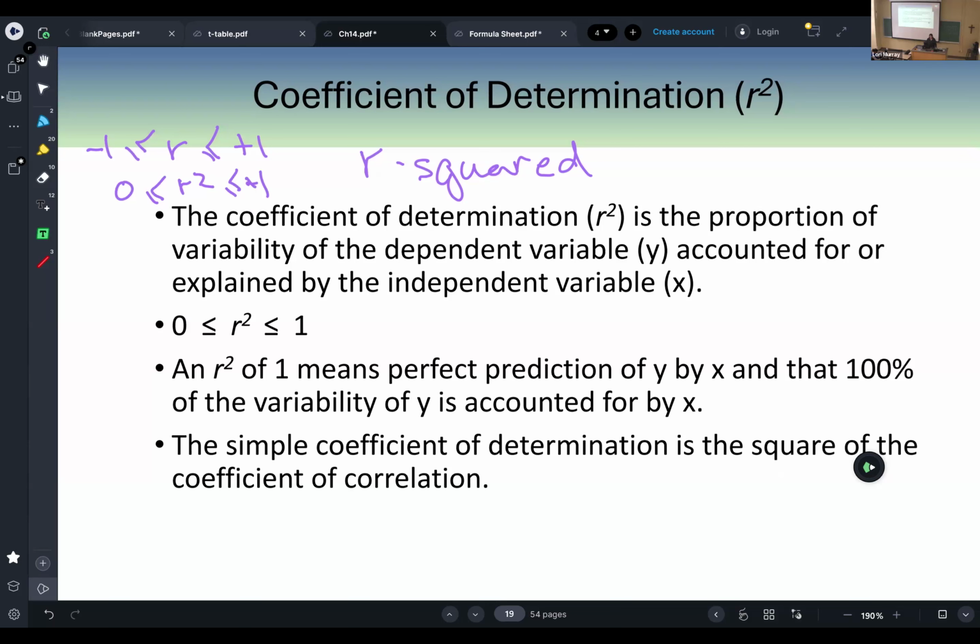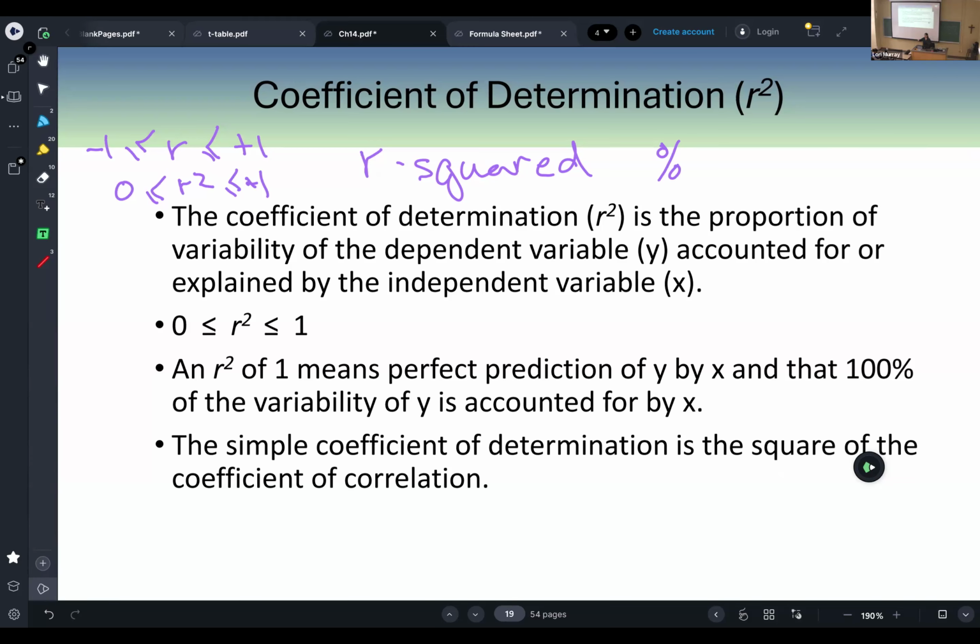So an R squared of 1 means you have perfect prediction. Quite often we'll express it as a percent. Usually we do it as a percent. You won't see 100% in real data. It won't happen. That would mean it's just perfect. It just means perfect prediction of y by x. But it's good to know where the bound is.